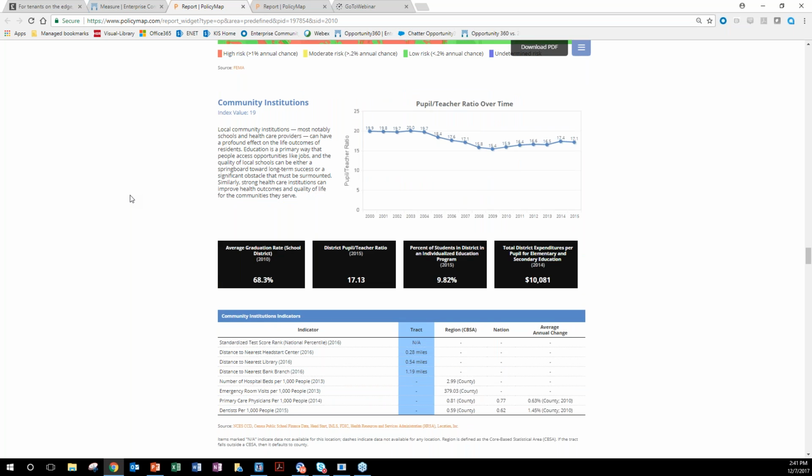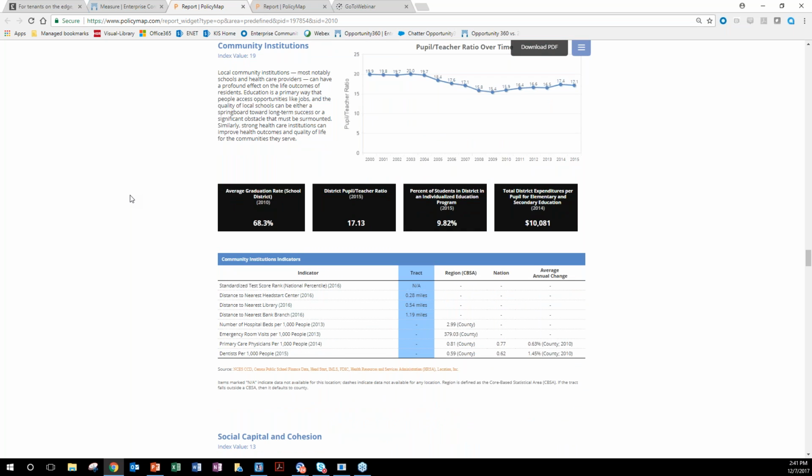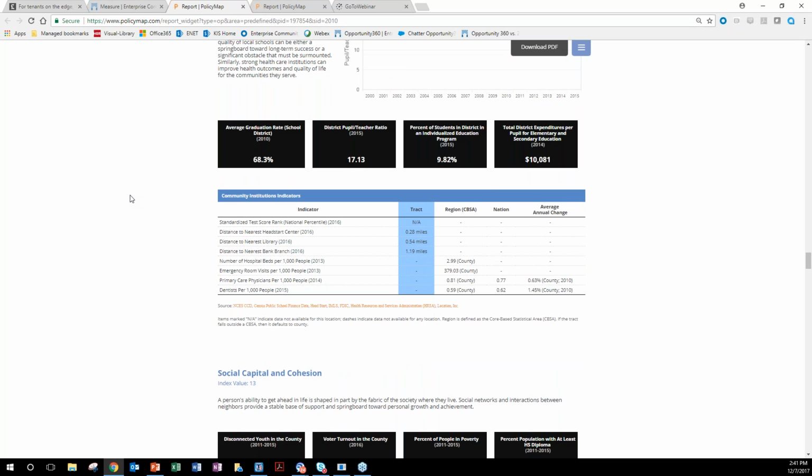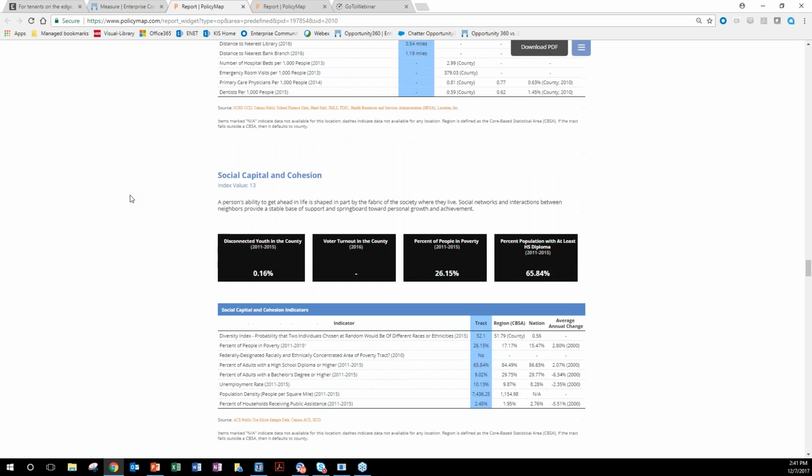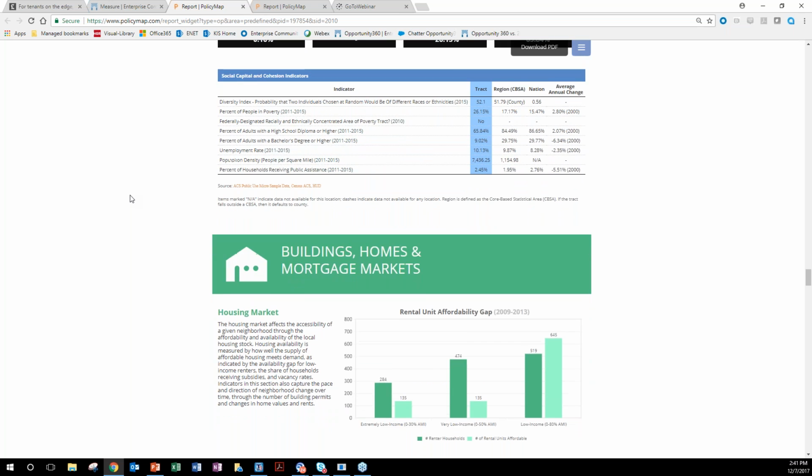What does the access to education look like? How many of the kids who live in this community, are they graduating from school? How much are we spending on teachers? In terms of what's the teacher pupil ratio? Are banks nearby? How diverse is this particular community?